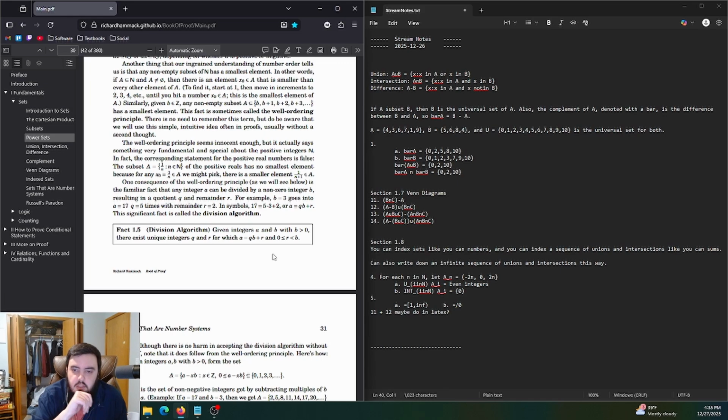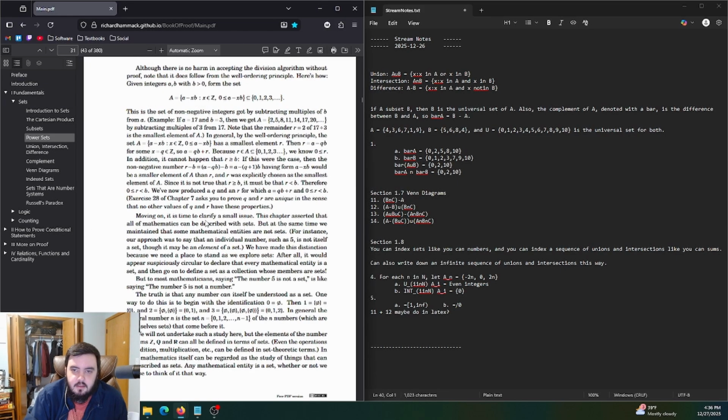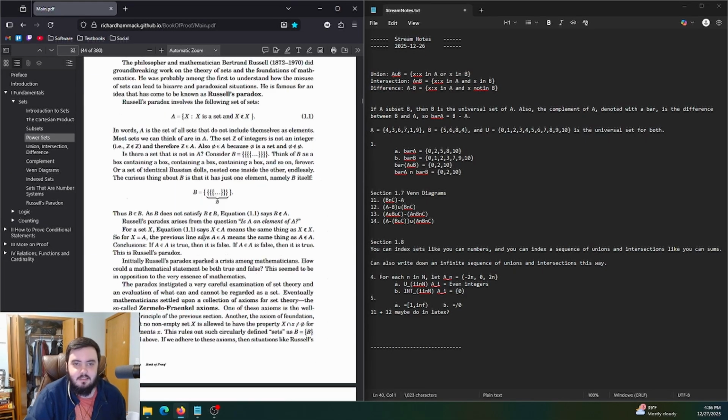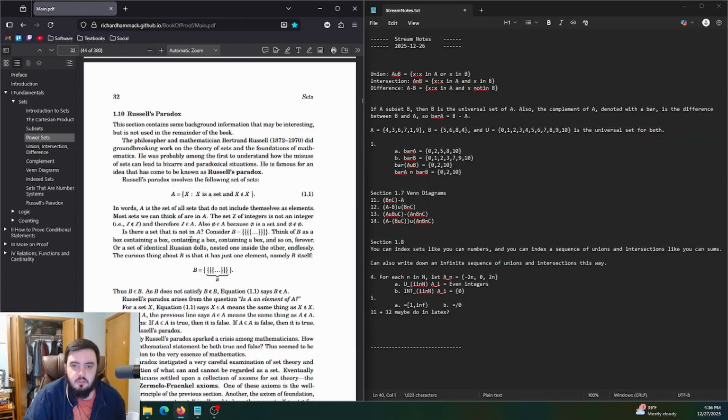Q and r for which a is equal to qb plus r. Okay, let's skip this. It's not important. Skip it. Let's go to Russell's paradox. Boom, Russell's paradox, and then we're on to chapter 2.